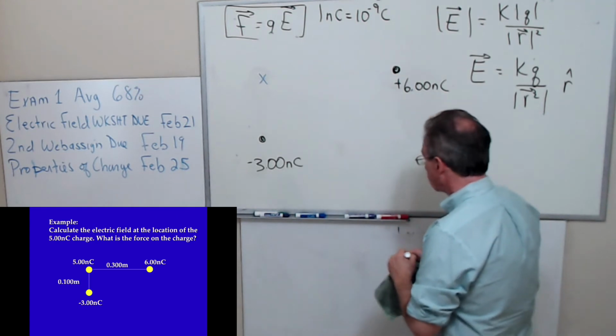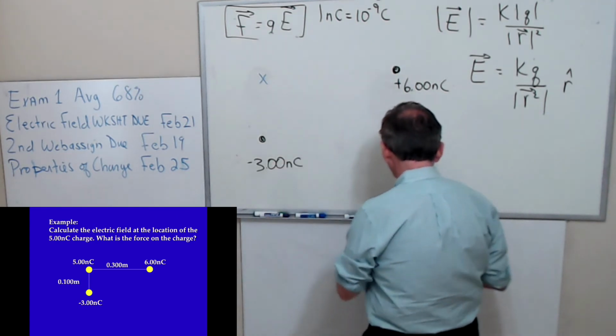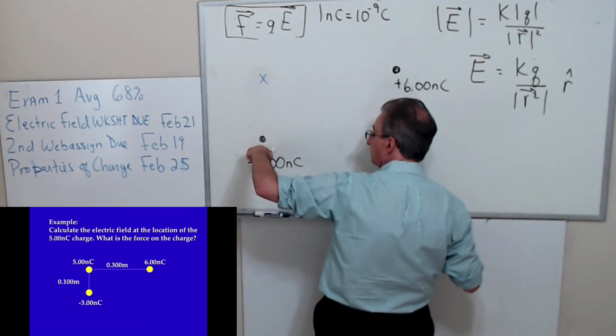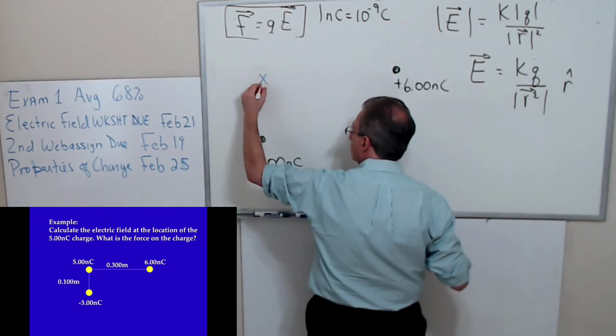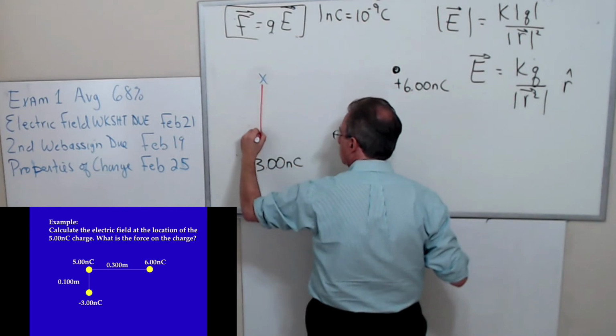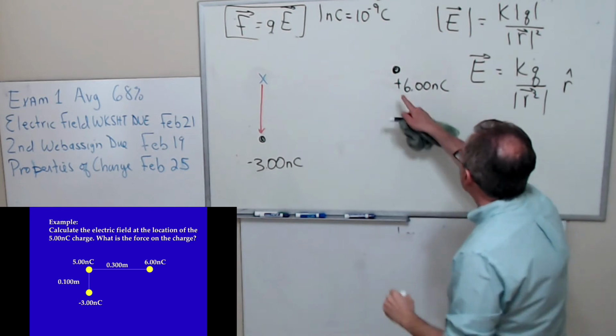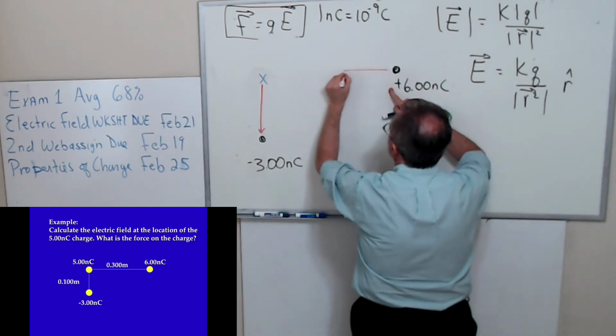Okay, so since this is a negative charge, the field due to this charge at point X is going to point towards the charge because it's negative. Electric fields are directed towards negative charges and they point away from positive charges.